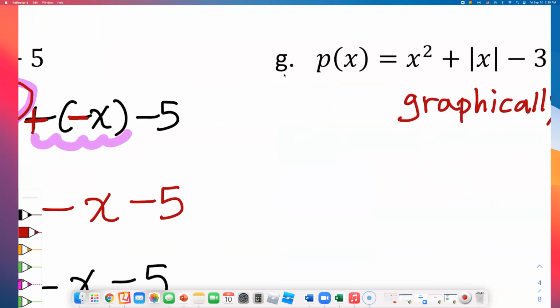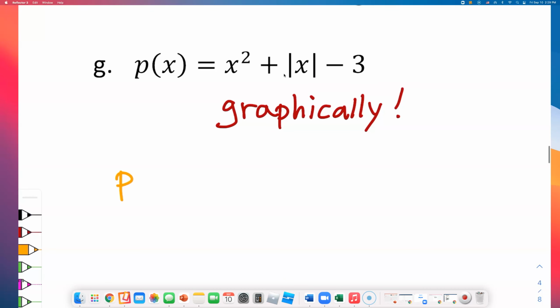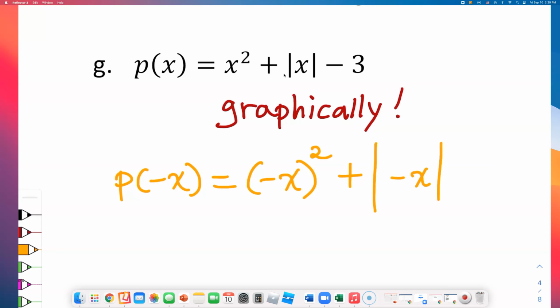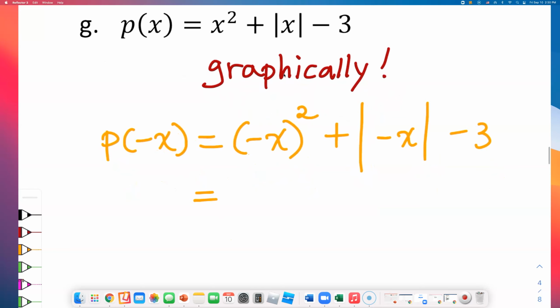But let's do this algebraically. I will find what p of negative x is. What will happen if I plug in negative x? Well, the first will be negative x squared. The next will be absolute value of negative x minus 3. So let's simplify each term. Negative x times negative x is positive x squared. And if you think about this part, the absolute value of a negative number will just come out to be that number, because absolute value takes care of these negative symbols.